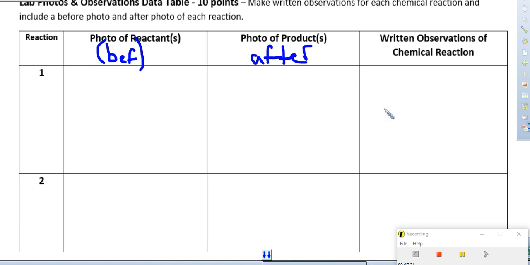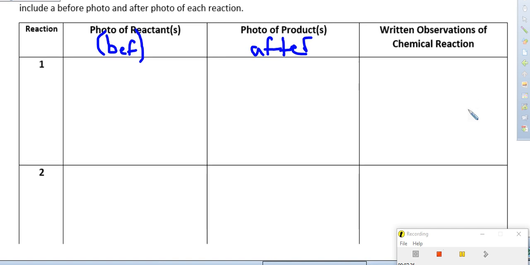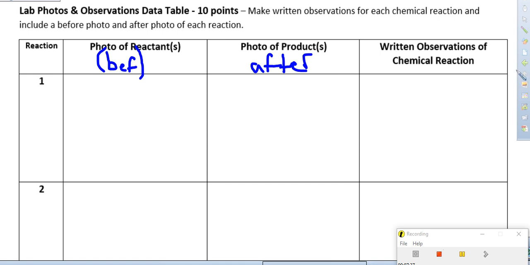And then just one or 2 sentences describing what happened. Like, you know, the color changed from blue to silver. There was bubbling. There was a gas produced. There was temperature change. These are all things I'll try to point out through words as I'm doing the reactions in front of you. But a before and after photo for each reaction, and then 1 or 2 sentences describing what happened. And that is it, guys.